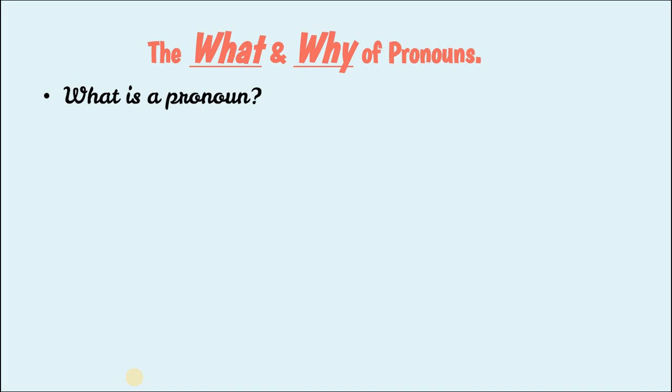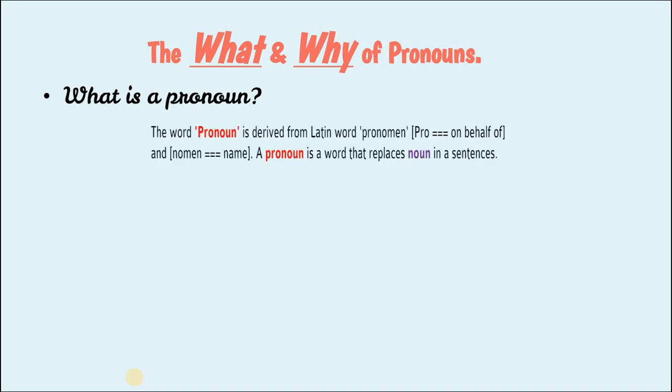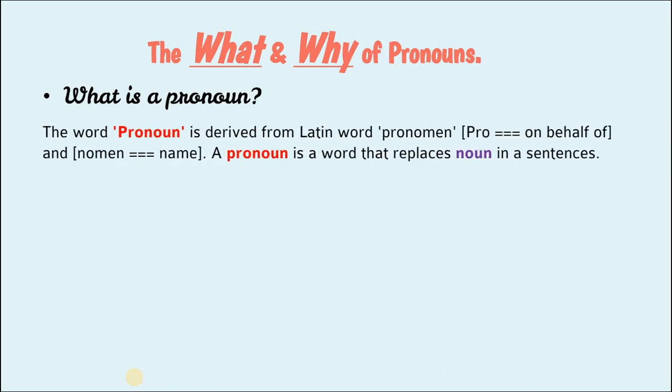The what and why of pronouns. What is a pronoun and why do we use pronoun? So firstly, we'll talk about the basic question which arises in everyone's mind, that what basically a pronoun is. The word pronoun is derived from Latin word pronomen. Pro means on behalf of, for, and nomen means name. A pronoun is a word that replaces noun in a sentence. It's very clear even from its pronunciation when you pronounce the word. So half of it is clear to you. Pronoun, for noun. A word that is used on behalf of a noun is called a pronoun.